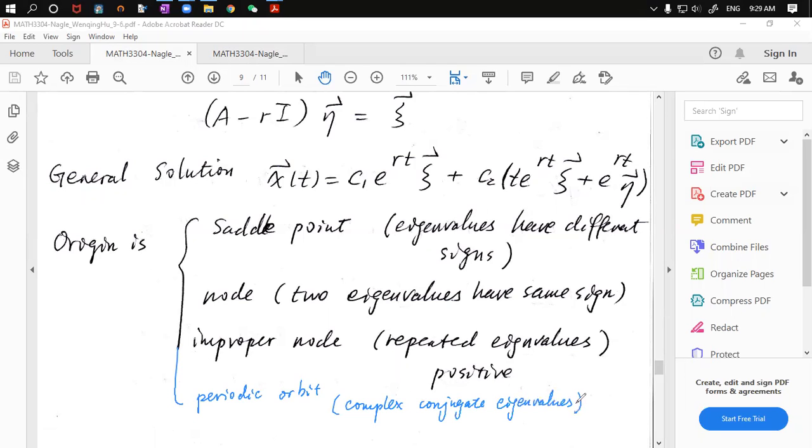Right, so if the eigenvalues are complex conjugates, that comprehensively summarizes what is going to happen in the cases for different eigenvalues. Is that good, family? Okay, so that's a good summary.